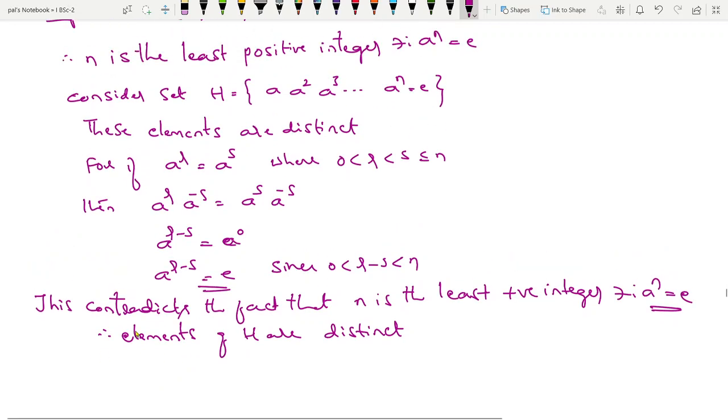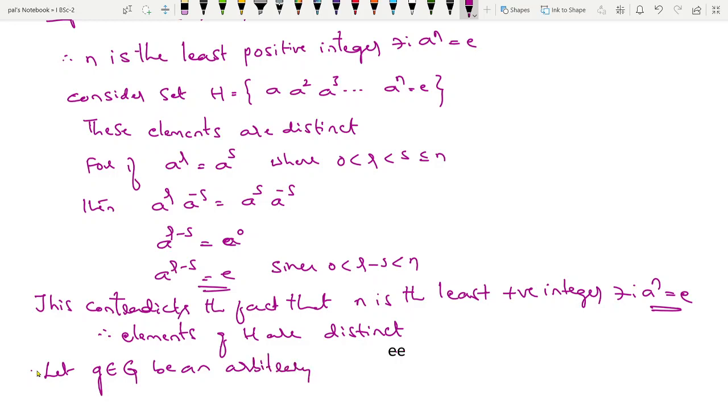So again, now you take one element from this set g. So let g be an element of g. Let us take that. Let g belong to g be an arbitrary element.